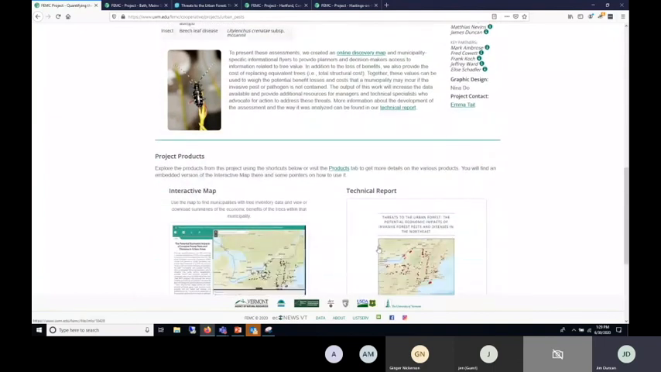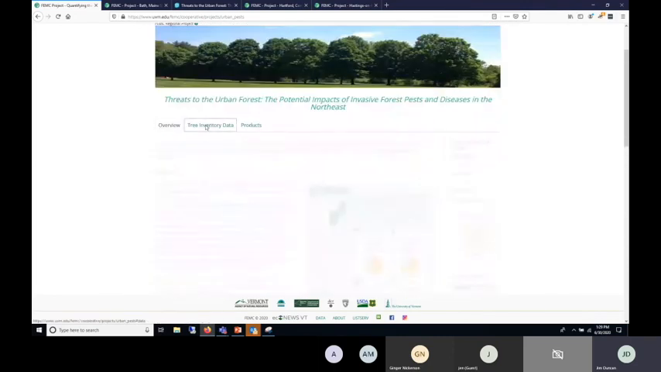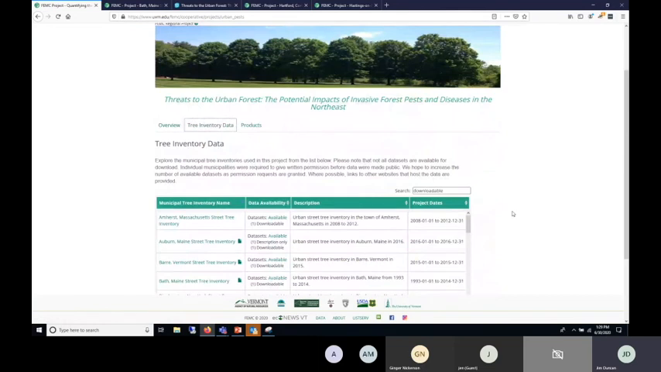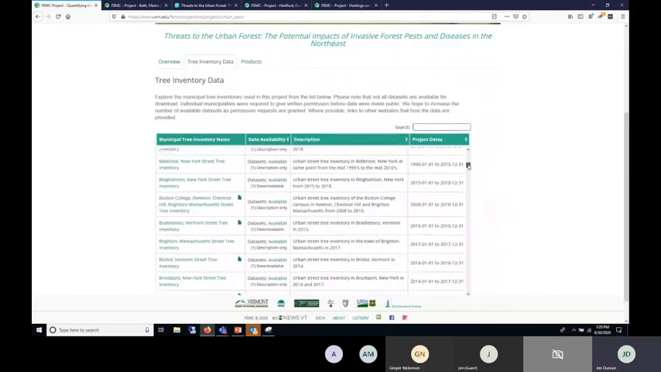So we have our technical report, which again describes how we did what we did and what we found, and then the interactive map that we can look at in a second. The other nice piece about this page is it just lists out all the tree inventory data that we collected. So this is everything that we have.